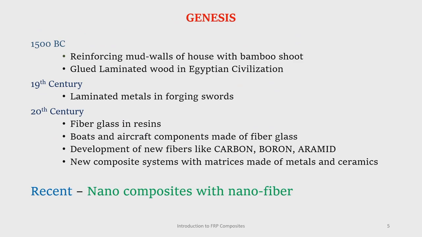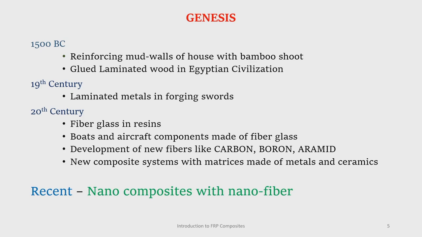Having understood the definition of composite, that is, in the quest of improving properties when it was not possible to achieve that through conventionally available monolithic materials, composite materials have come up as new materials. Now, let us see the genesis. Are they really new? There have been traces of reinforcing mud walls of houses with bamboo shoots. Even now, if you go to villages, there are huts where the walls are made of mud with bamboo shoots present. Basically, the bamboo shoots are the load bearing members and the mud acts as a binder; the bamboo is the reinforcement and the mud is the matrix.